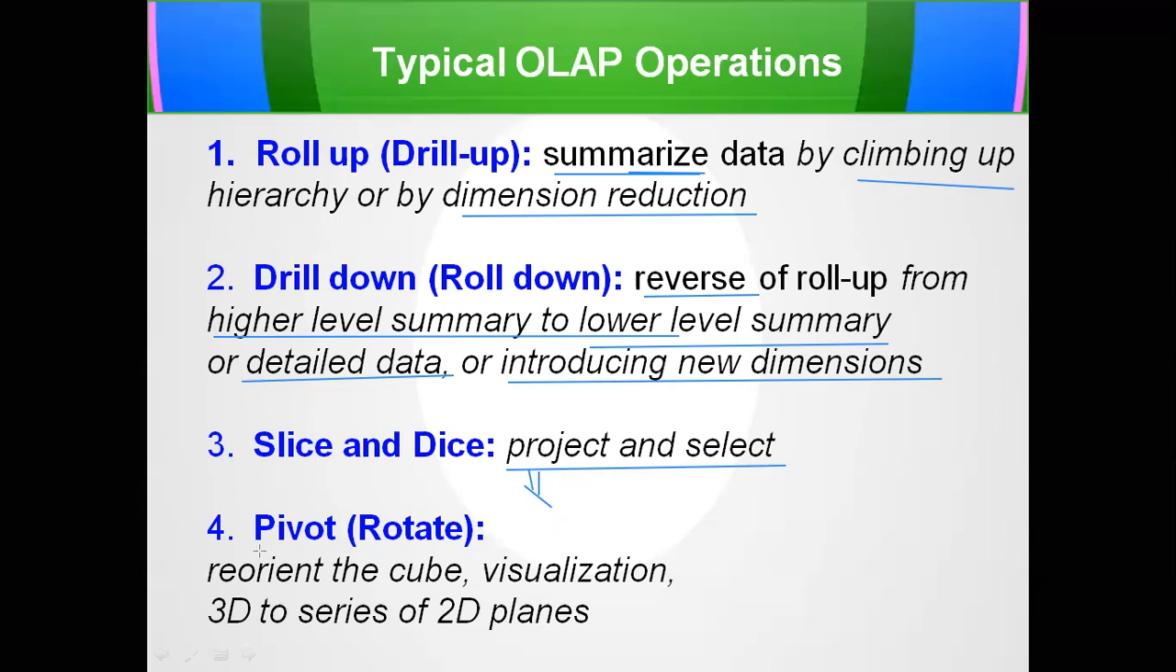And pivot operation is nothing but the rotate operation. So same data you can see in the different views, right? So pivot operation is actually related to the visualization of the data in the different views, right? So by rotating that data, you can see the same data in different views. That also we will see with one example, right? By reorienting this cube, you can see the same data from a different point of view.